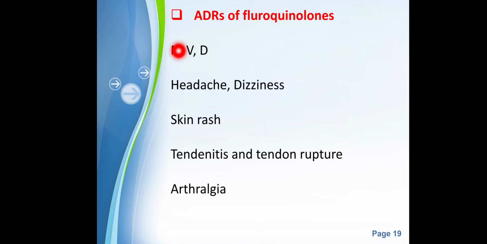Remember, these are the most common side effects which most of the drugs have, but that doesn't mean you go on writing nausea, vomiting, diarrhea in each and every group. So use some logic and then write. Headache, dizziness, skin rash. Now this is more common. Fluoroquinolones are more common to cause skin rashes, so many patients can have this kind of reaction. Tendinitis and tendon rupture. Arthralgia, that is the joint pain.